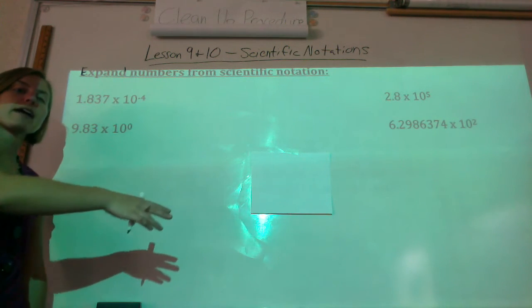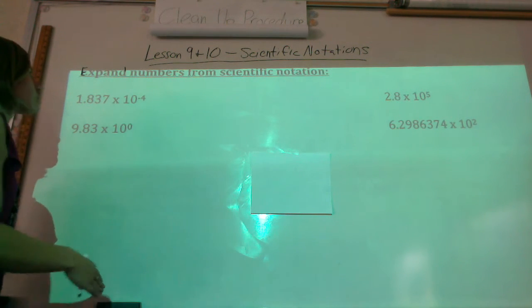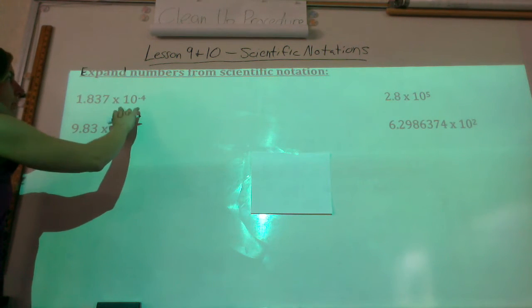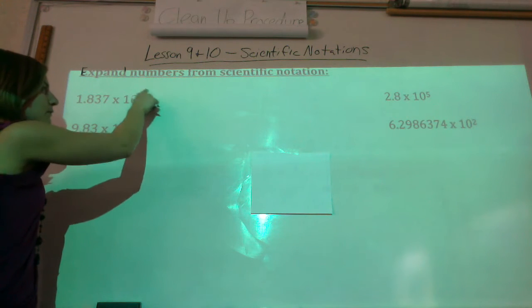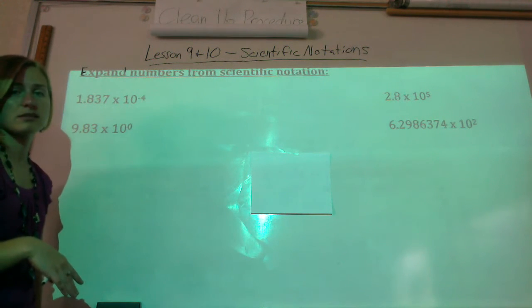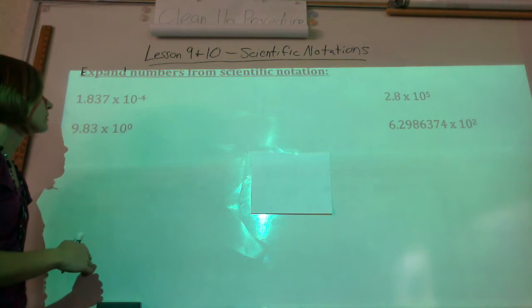All right, now let's take a look at going the other way, being given scientific notation and expanding it back out to its true number. Okay, so we have 1.837 times 10 to the negative 4. So we have to remember that negative 4 means that this number is actually smaller than it appears. It's actually 4 decimal places smaller.